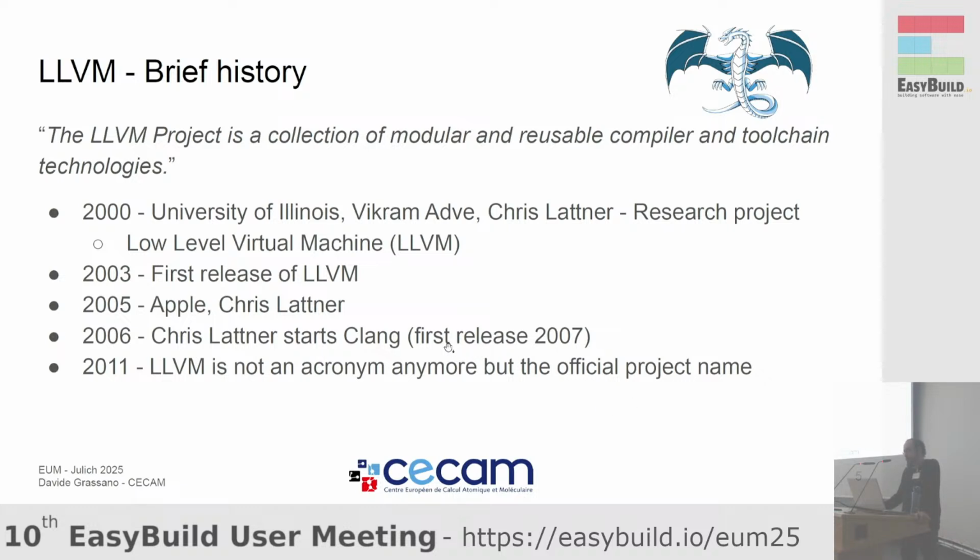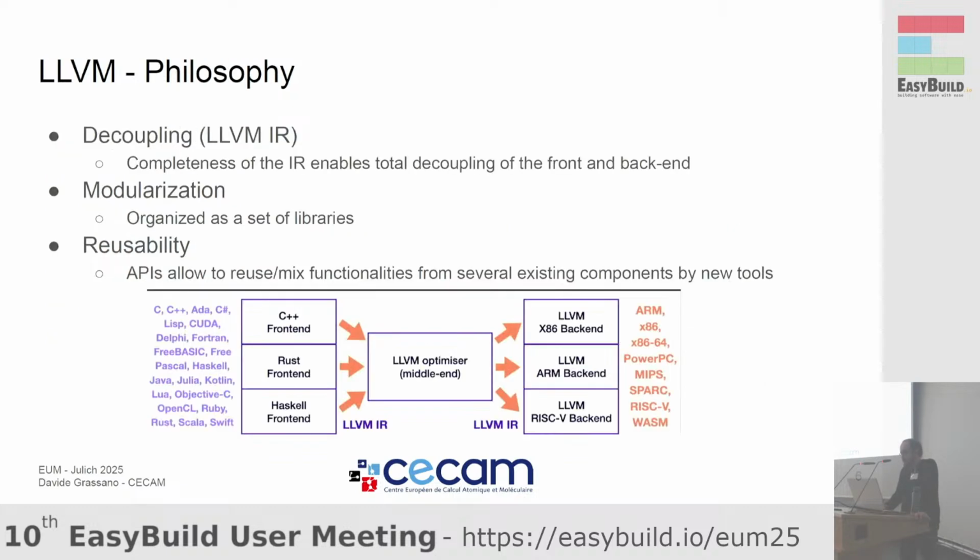Before, it was actually relying on a plugin for GCC to spit out LLVM IR, which is the intermediate representation used by LLVM for the code optimization and generation.